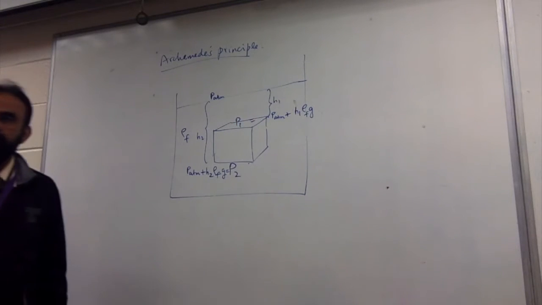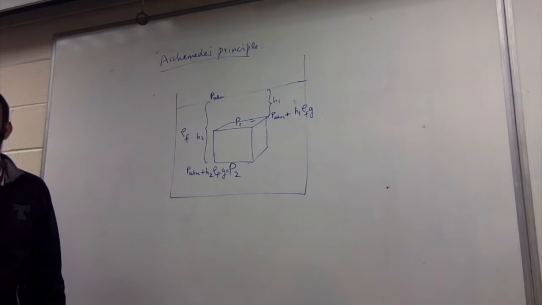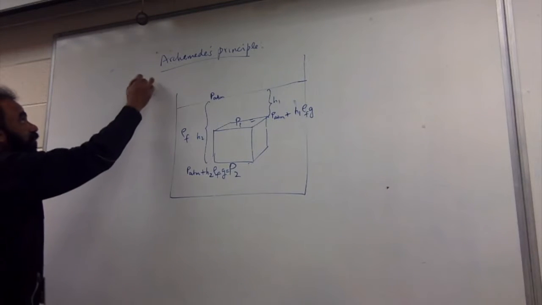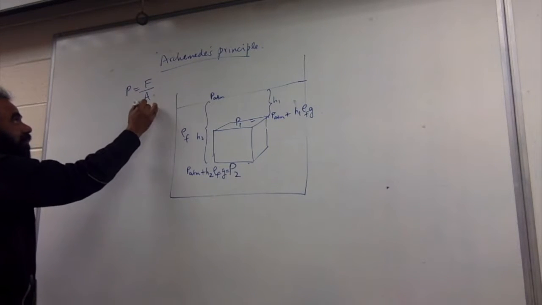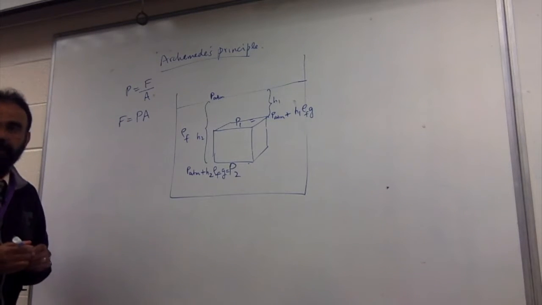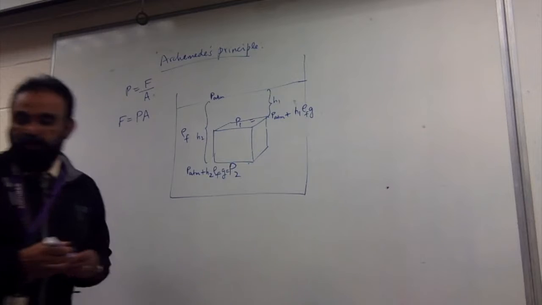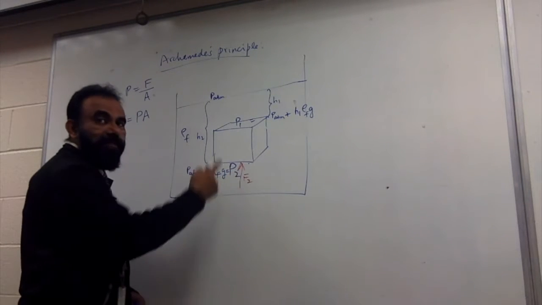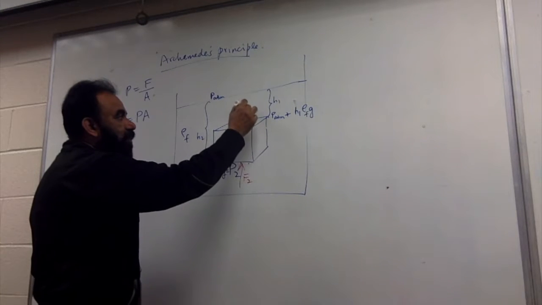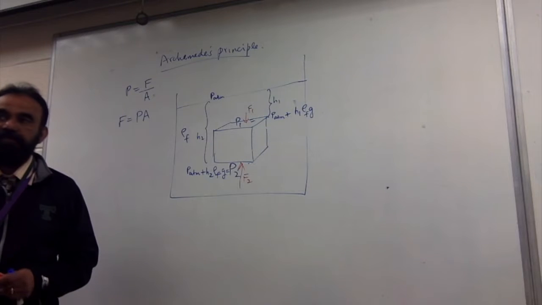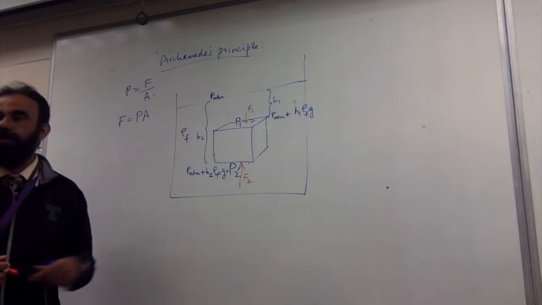Is that why things float? We're getting there. So the pressure is higher here, lower there. And you know the pressure equation is force over area. So force is pressure times area. If the pressure is P2, there is a force F2 acting here, and there's a force F1 acting here. Which force is bigger? F2 is bigger than F1.